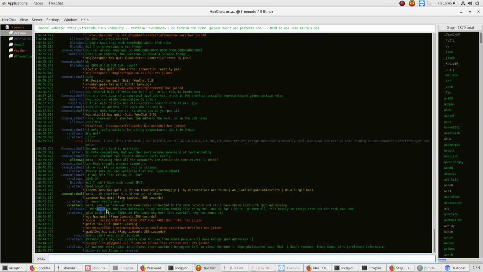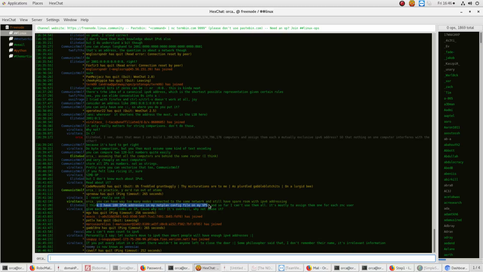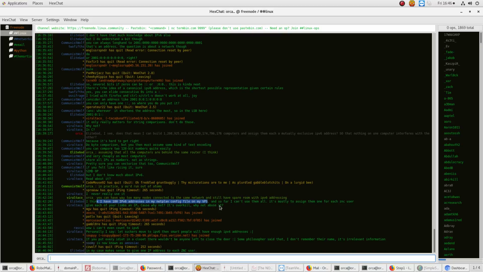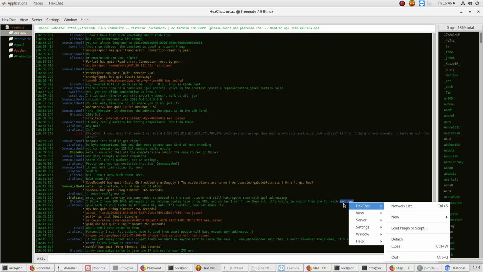This guy here, I think I have 100 IPv6 in my netplan config file on my VPS. They just give these away for free. And so far, I can't use them all. It's mostly to assign them for one ZNC user. What's a ZNC? I think it's some, I don't know what it is. I'm not going to try to guess.